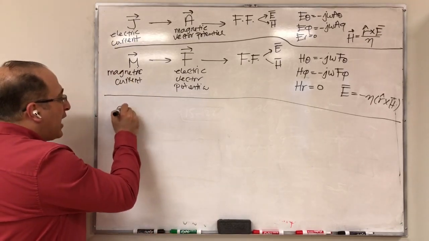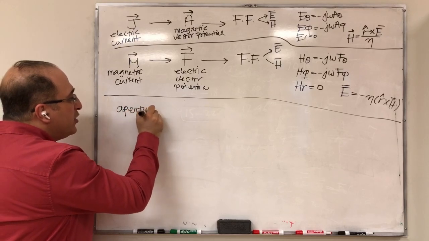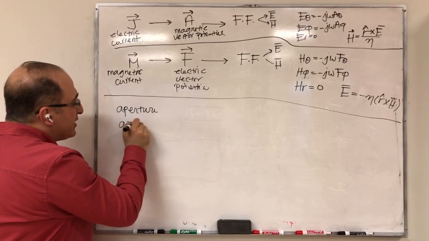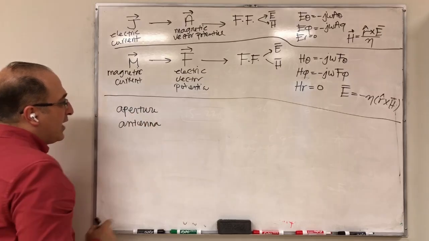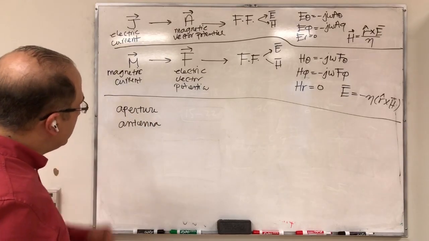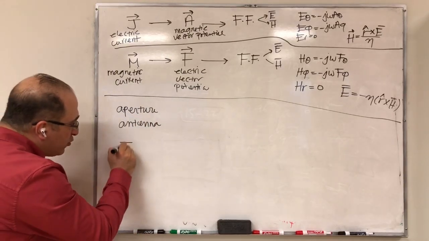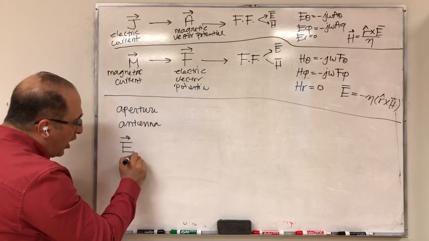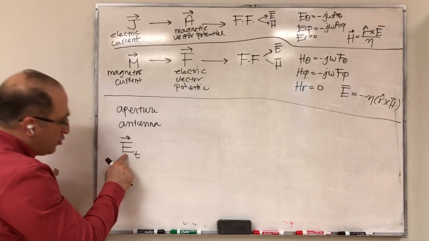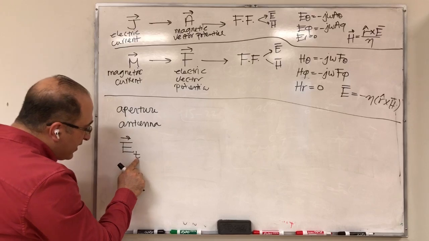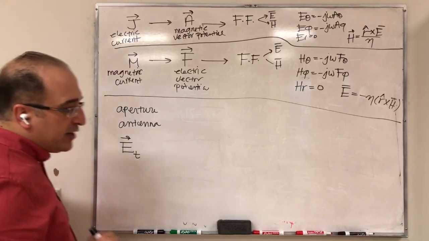And this is for aperture antenna, where we know the electric field distribution over the aperture. So this is essentially what I need to know. I need to know my electric field on the aperture. And usually I say electric field T, that means tangential to the aperture.